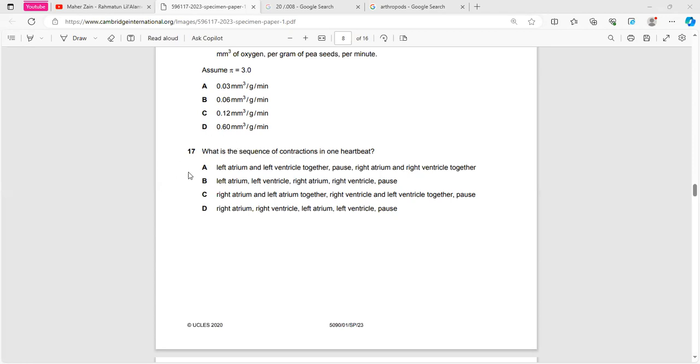For question number 17, both the left and right atrium first contract, and then the left and right ventricle contract, and after all of them have contracted, then the pause comes. So the correct answer to this is D.